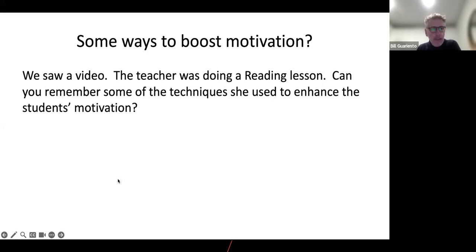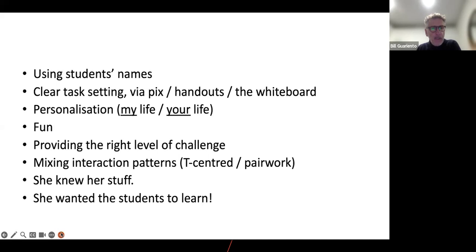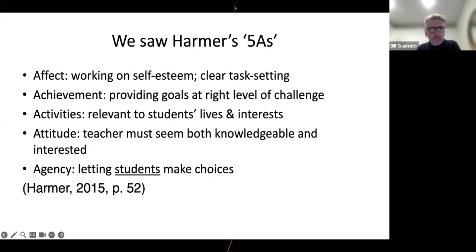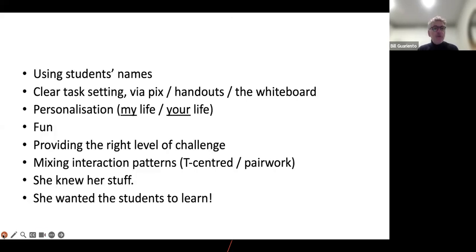Yes, let's have a look at some of the things that I think she did. Okay, so, excuse me, oh, excuse me, I've lost my slide. She used the students' names. Okay. Her task setting was very good. I think Mais and Esra mentioned that.